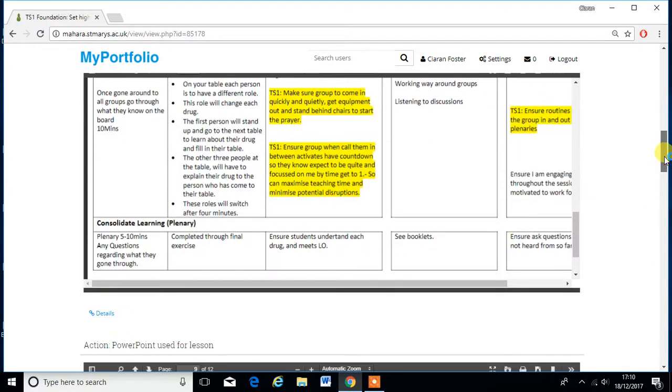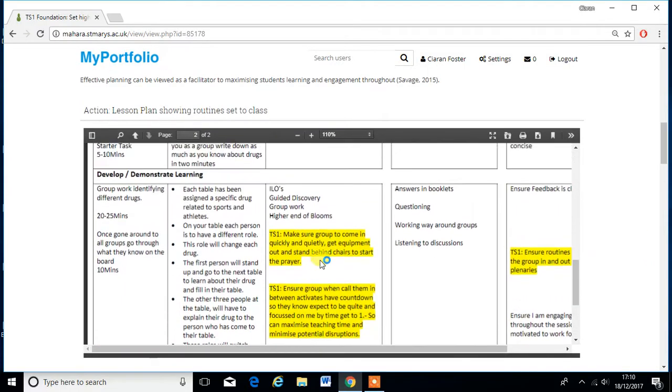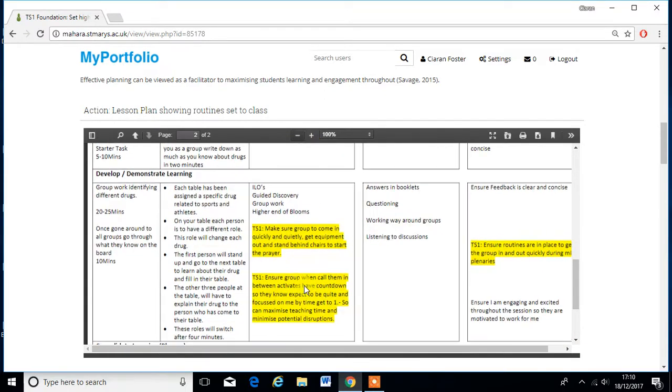So I did this for a theory lesson, which was the main focus. Let's zoom out. So I ensured that when I called the group in and stopped the activity, I came in with a countdown. By the time I got to 1 or 0, they expected to be quiet. This allowed me to maximise teaching time and minimise disruptions.